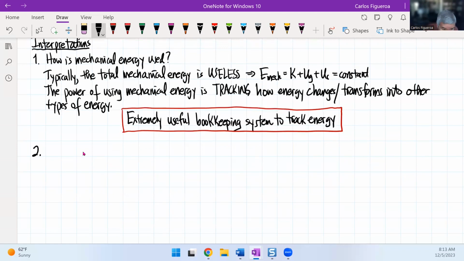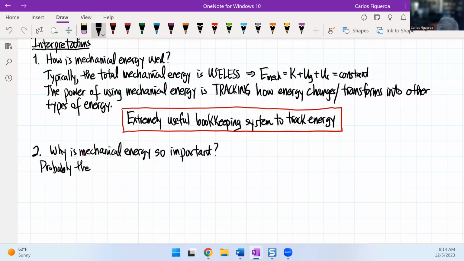Another thing that I should probably say here, why is mechanical energy so important? Well, there's a lot of answers to this. I would say that it's probably the most fundamental law of nature.